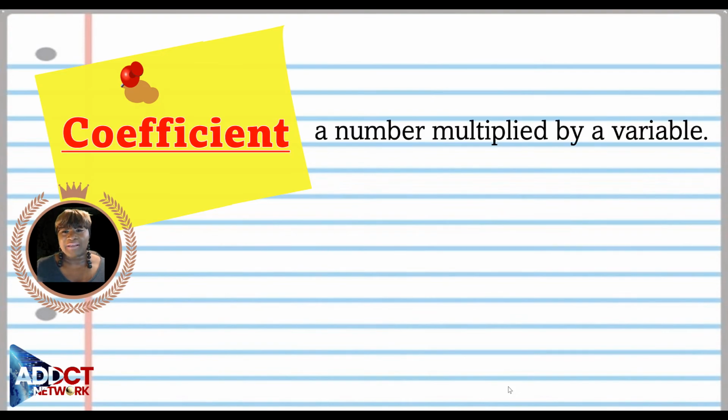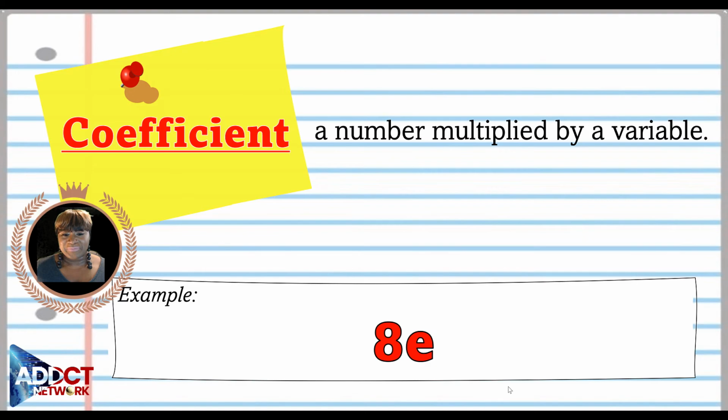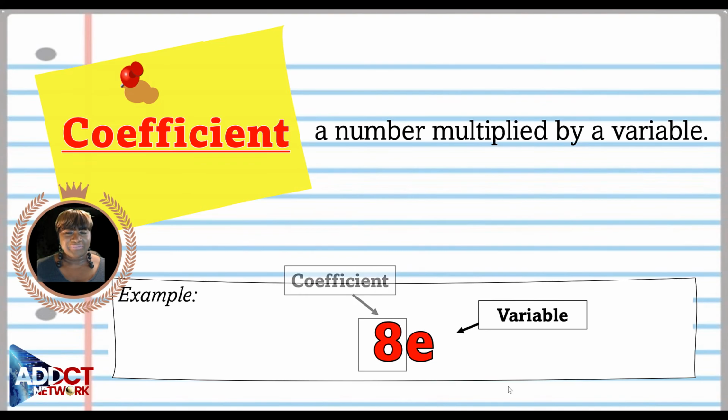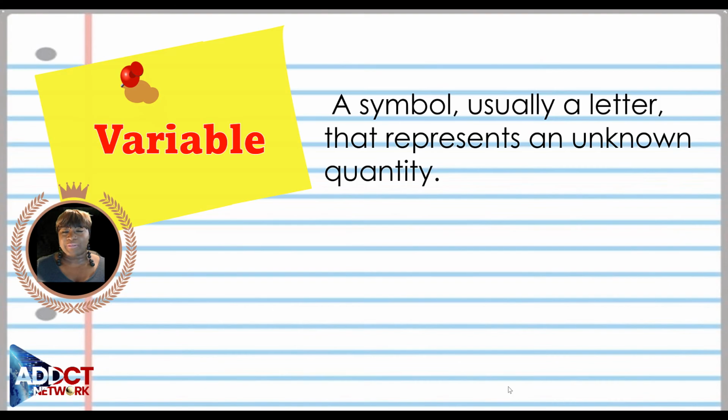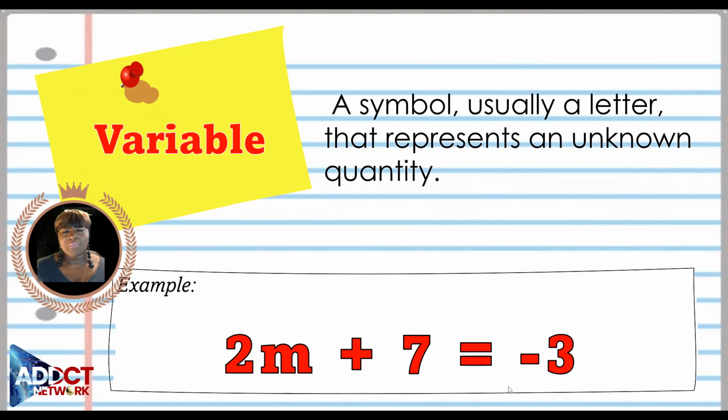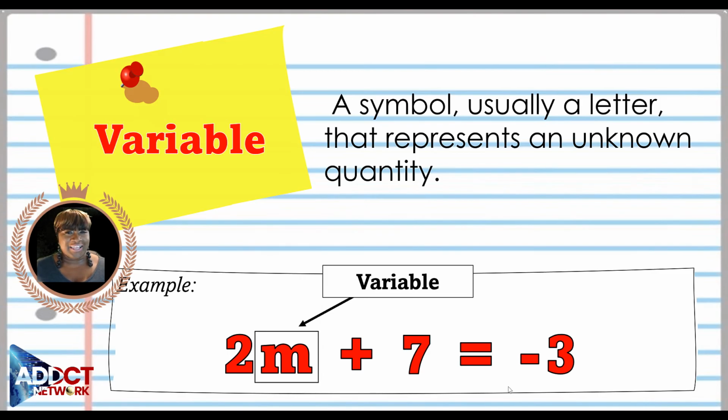Coefficient. A coefficient is a number multiplied by a variable. For example, we have 8e. The coefficient is 8 and the variable is e. 8 is the coefficient because it is being multiplied times the variable. Variable. A variable is a symbol, usually a letter, that represents an unknown quantity. In our example, we have 2m plus 7 equals negative 3. Our variable in this equation is the letter m.